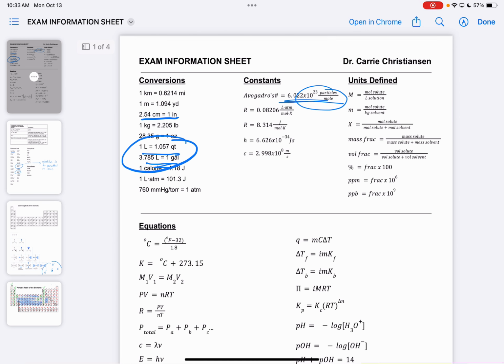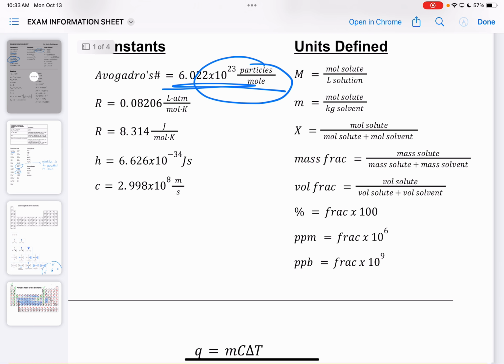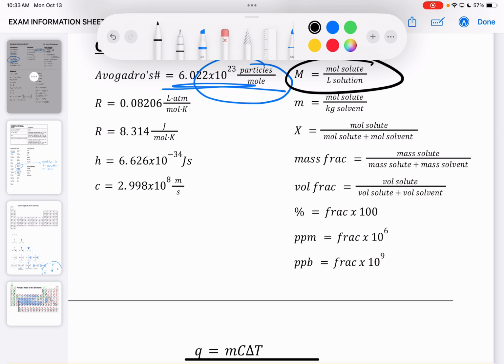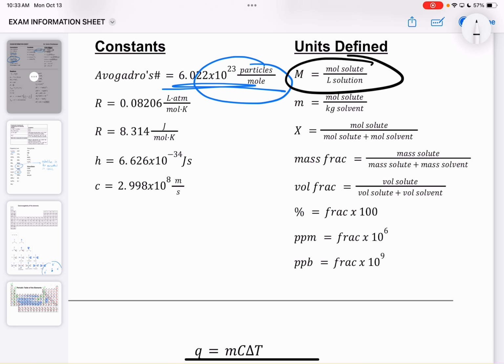Okay, so molarity is right here. Molarity is moles per liter. You're not going to use this one or this one or that one or that one till semester 2. So just the top one is pertinent.